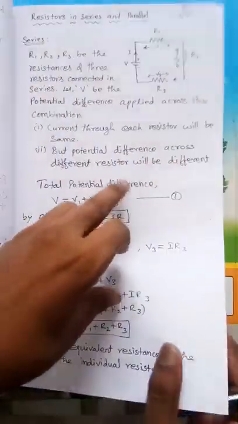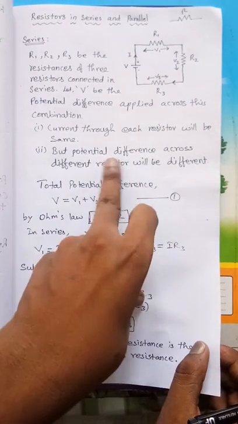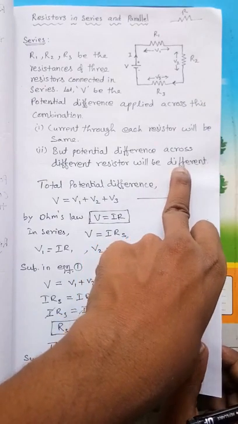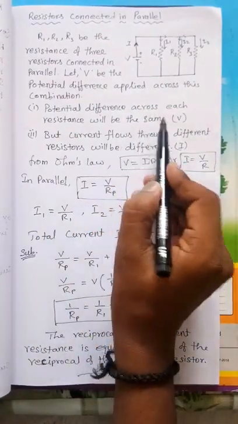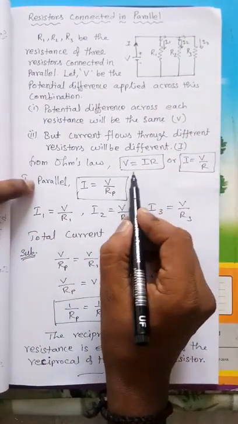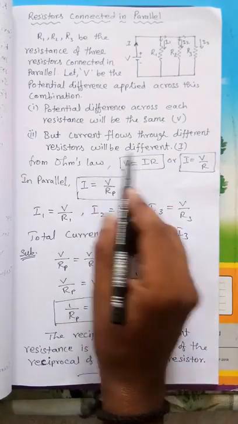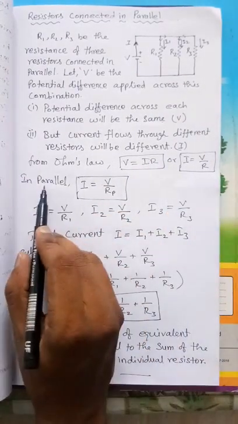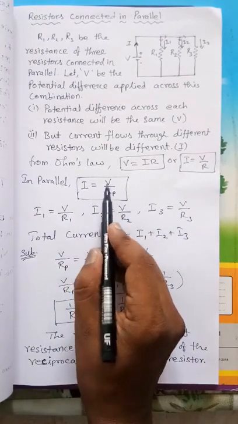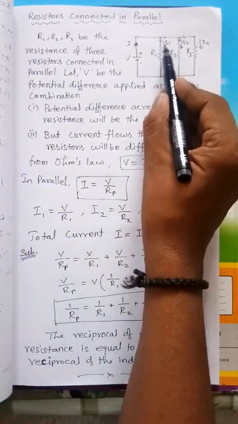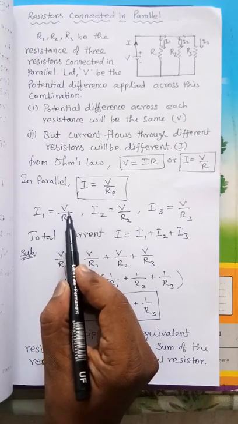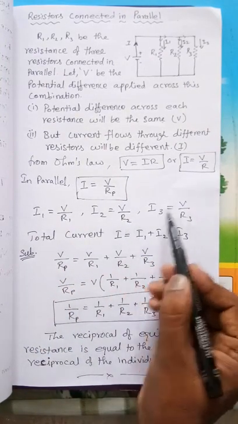In series, the current is the same and the potential difference is different. But here the potential difference is the same, but the current is different: I1, I2, I3. You know the formula for Ohm's law, V is equal to IR, but only the current changes here, so I is equal to V by R. In parallel connection, I is equal to V by Rp, where Rp means parallel resistance. Now I1 means V by R1, because of the first resistance. V does not change, so no need to put 1. I2 is equal to V by R2, I3 is equal to V by R3.